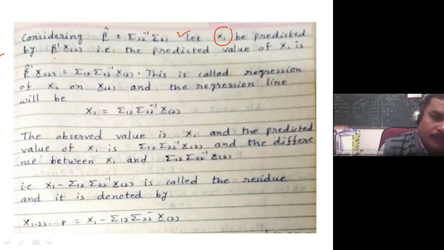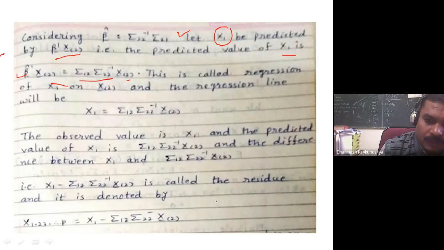The best value of g of x2, xp is nothing but beta transpose x2. So now if you substitute beta transpose by beta cap, you will get the best value of x1. So the predicted value of x1 is given by beta cap transpose x2. What is the beta cap? Beta cap is nothing but sigma 2 2 inverse. So when you take the transpose, it is nothing but sigma 1 2 sigma 2 2 inverse x2.